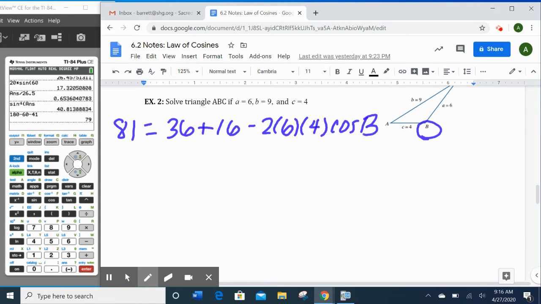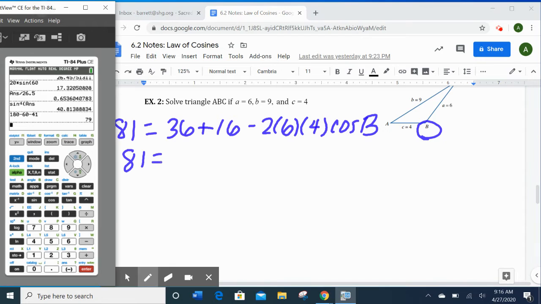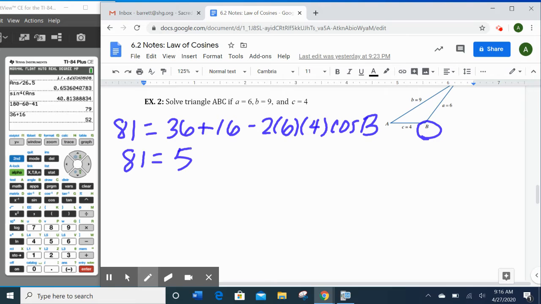And so that B is what I'm solving for. So just be a little bit careful with your order of operations here. So 81 equals 36 plus 16, it's 52, minus 6 times 4 is 24, times 2 is 48, cosine of B.